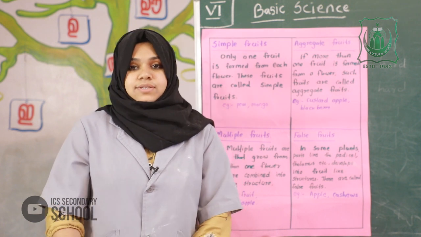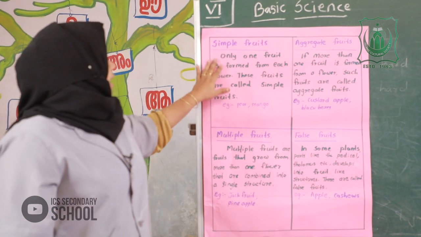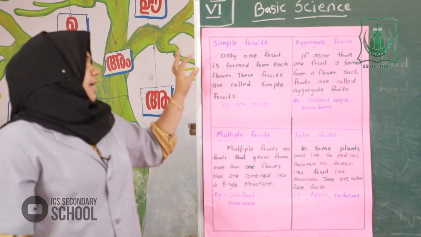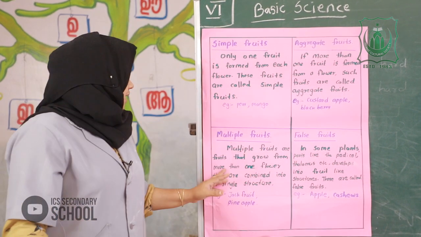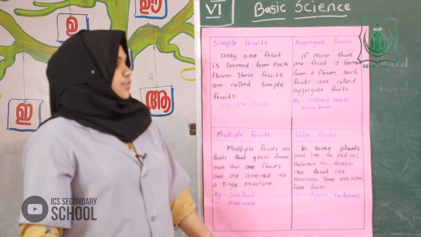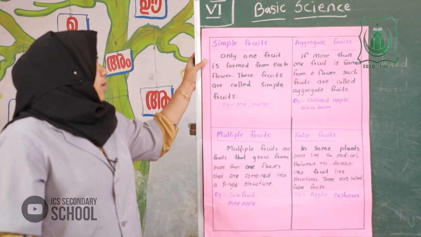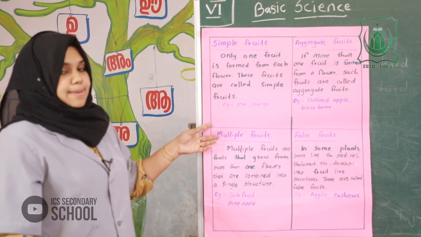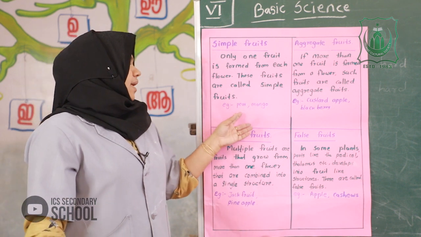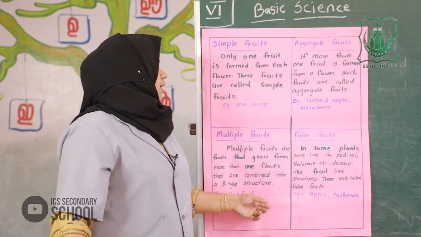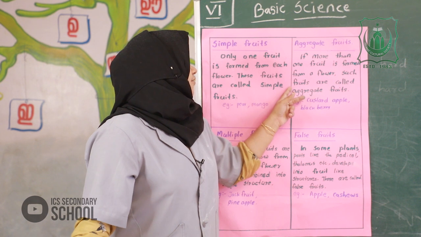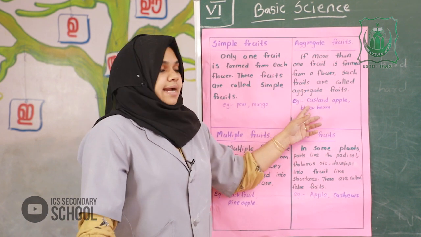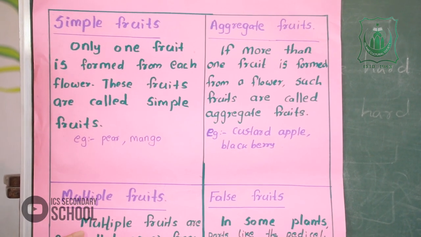Today we learned there are 4 types of fruits. What are they? Simple fruits, aggregate fruits, multiple fruits and false fruits. What are simple fruits? Only one fruit is formed from each flower. These fruits are called simple fruits. Examples: pear, mango. Aggregate fruit: if more than one fruit is formed from a flower, such fruits are called aggregate fruits. Custard apple, blackberry, etc. are the examples.